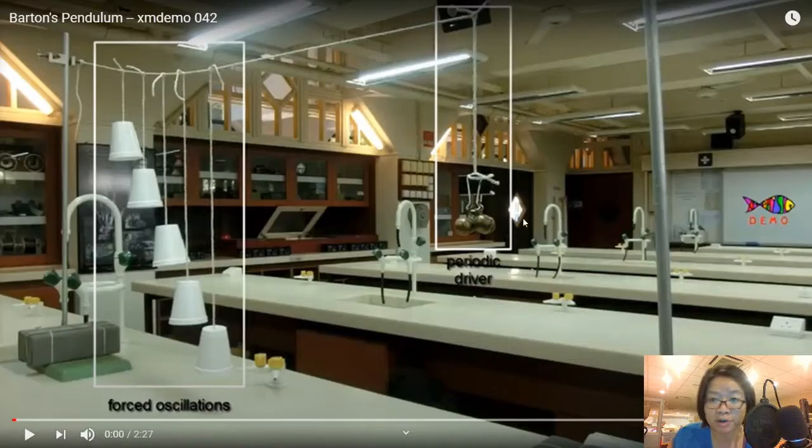So when the periodic driver starts oscillating, energy will transfer from the periodic driver to all these cups, and they will be forced to oscillate. Now what I want you to do is pay attention to the music, but also pay attention to the amplitude of the oscillations as well.